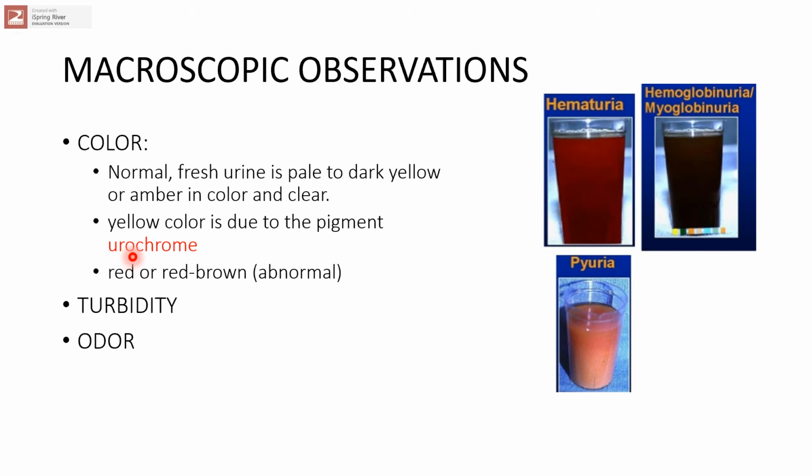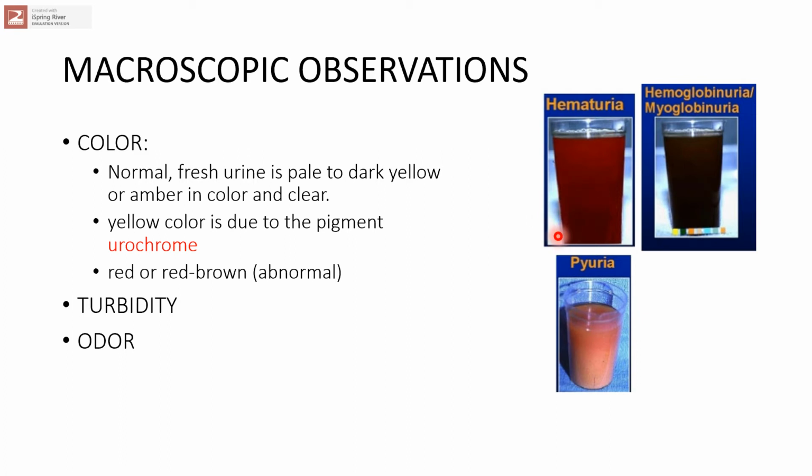Now, urine is normally yellow or amber in color due to a pigment known as urochrome. Urochrome is a metabolic product of hemoglobin breakdown. When a person has a red or red-brown color, that's abnormal, but it could be present either due to food color, or eating beetroot, or a particular drug. Sometimes the presence of hemoglobin and myoglobin indicates a serious condition, right?